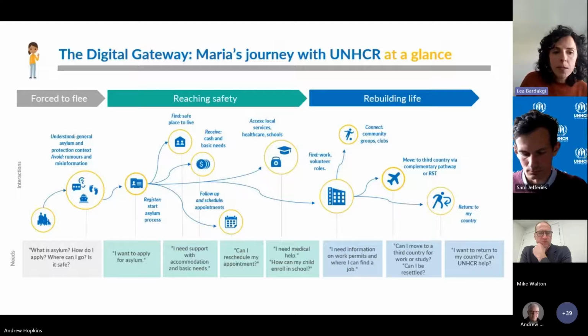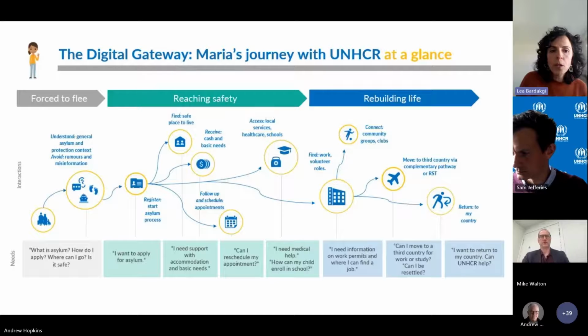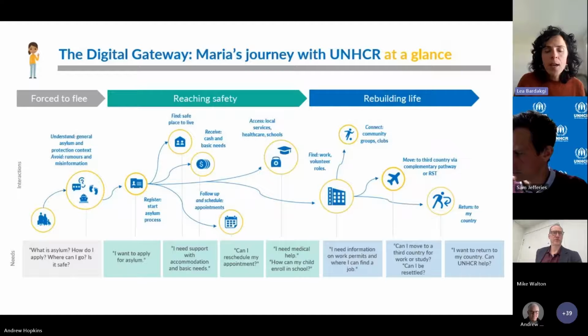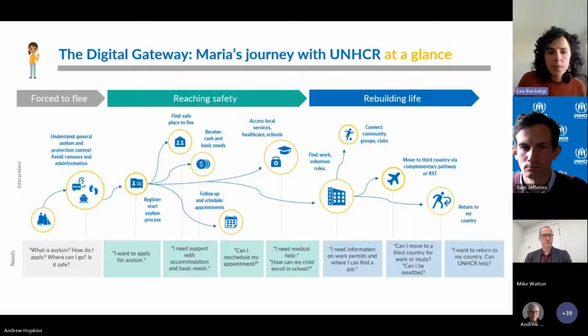When a displaced person is forced to flee, what is it that they need from us? So first, what they want is how to seek safety, where to apply, where to go, especially in these kinds of contexts. We know that there's a lot of rumors and misinformation. Then when they reach safety, the first thing that they need is to be able to apply for asylum. And from there, seeking a place to live, getting assistance, accommodation. And then after that, how do they access local services like getting medical help or enroll their children into school?